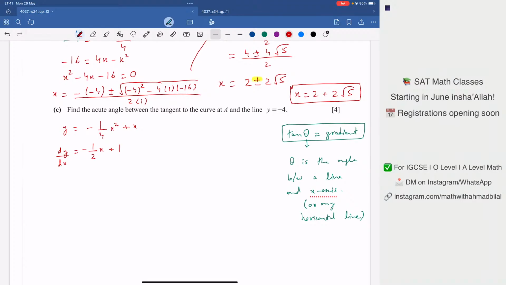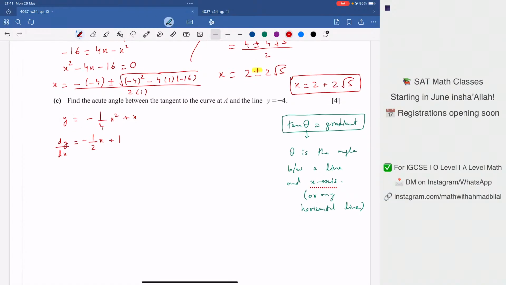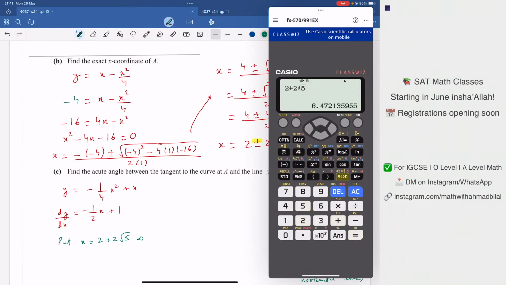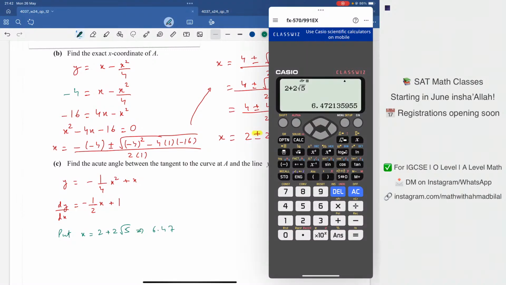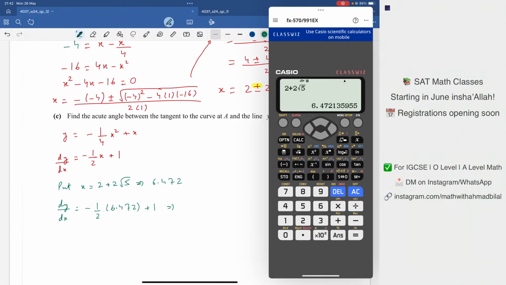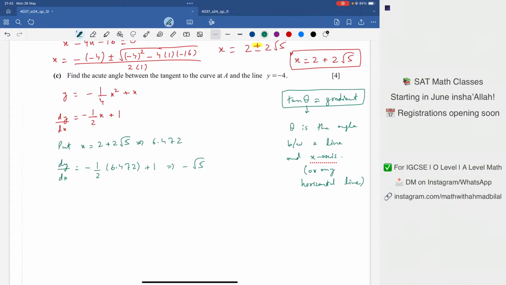Now, in this case, there's no requirement that the angle has to be exact or anything. So all we have to do is just input that value here. What's that value? x equals 2 plus 2 root 5. Let's see what we get from this. The decimal value that I'm getting from this is 6.472. What's the result that we get from this? dy over dx equals minus 1 over 2 into 6.472 plus 1. What do we get from this? Into minus 0.5 plus 1, and that's minus root 5, or you can use decimals as well, doesn't really matter. So I'm getting minus root 5 from this. That's the gradient of the tangent at that point.